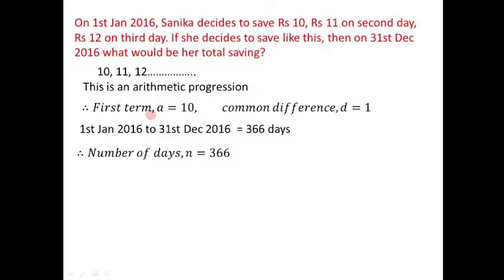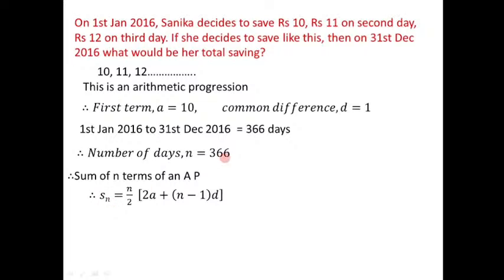Now this is an arithmetic progression which has the first term, common difference, and the number of days in that particular year. We have to find her total savings in that year. That means we have to find the sum of all these numbers. So we have the formula for sum of n terms of an AP. And the formula is Sn is equal to n divided by 2 into bracket 2a plus n minus 1 into d, where n is the total number of terms in given AP, a is the first term, and d is the common difference. So we have to substitute these values to find sum of total numbers.